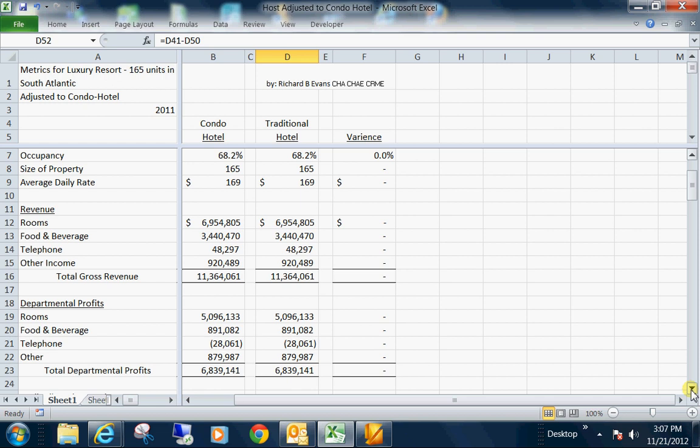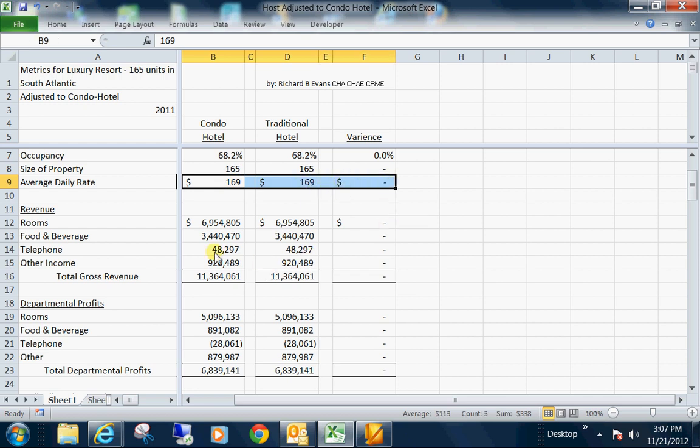The occupancy in this specific South Atlantic hotel of 165 units is 68.2%. Now let me say this before I go on. These are averages, and averages are often and should be beaten. So what you're looking at is a great baseline, and the numbers we're showing here, with a good operator in place, are going to be much higher. So 68.2% in both the condo hotel and traditional hotel, with an average rate of $169, no variance.